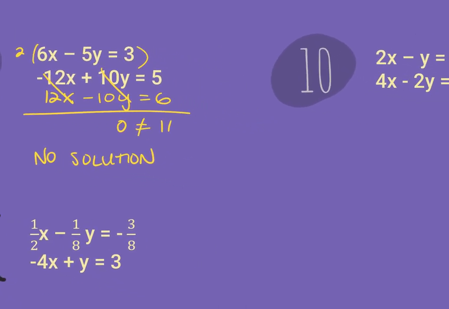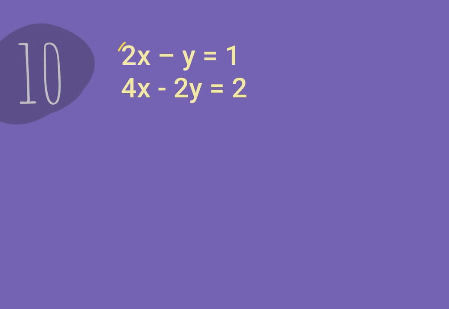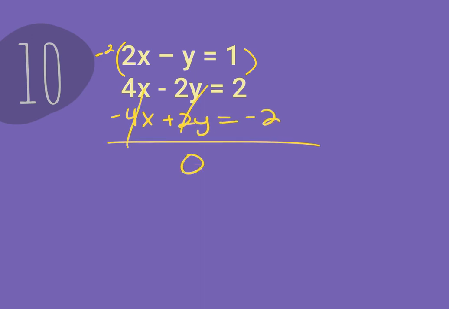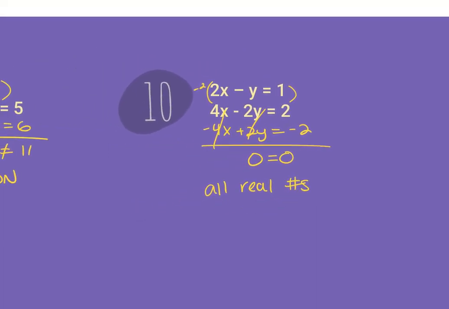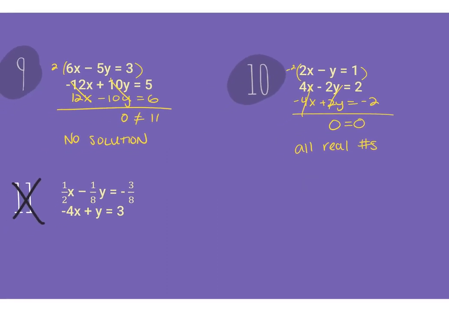For 10, same thing, if you multiply the top by 2, well, I'd have to do -2. I get -4x plus 2y equals -2. Both of these cancel, and I get 0, and 2 and -2, which is also 0. This time, that's a true statement, so it's all real numbers. Questions on either of those? Raise your hand if you got both right.